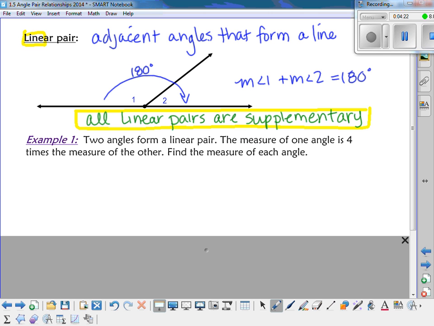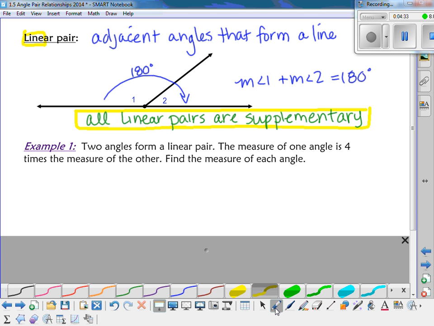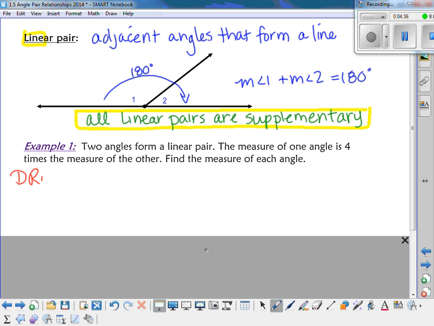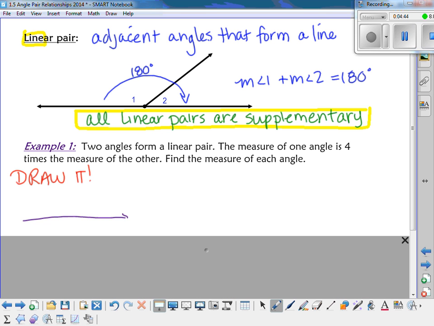Alright, so for example 1, we have two angles that form a linear pair. The measure of one angle is 4 times the other. Find the measure of each angle. In this case, they did not give us a picture, so I want you to draw it, because when you draw a picture, it makes it easier to visualize and solve the problem. Okay, so it's a linear pair, so I have a line and a ray coming off of that line to form the two angles. It says one angle is 4 times the measure of the other. So if I call the smaller angle x, then the larger angle would be 4x.